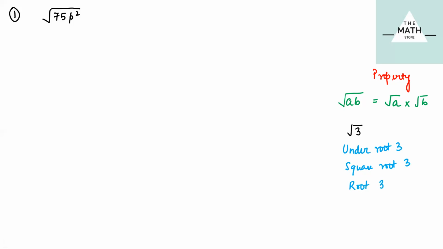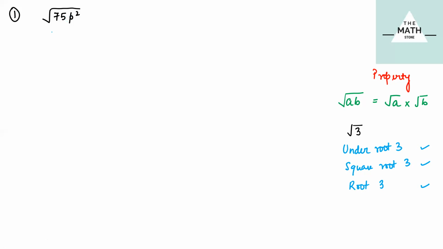So let me tell you guys, if you also have this confusion, all of these are correct. This can be read as under root 3, square root 3, and root 3. So I will be using these terminologies interchangeably. So I'm going to start now. Square root of 75 times p squared.